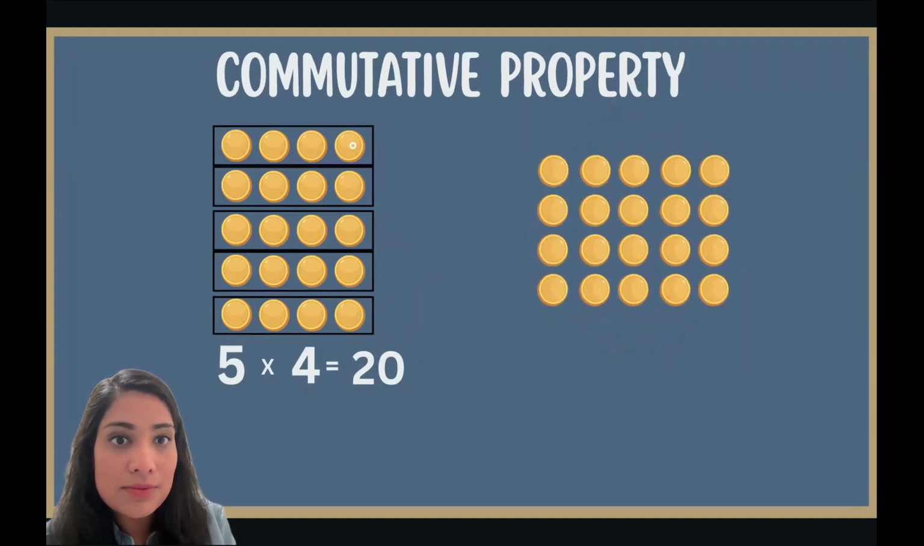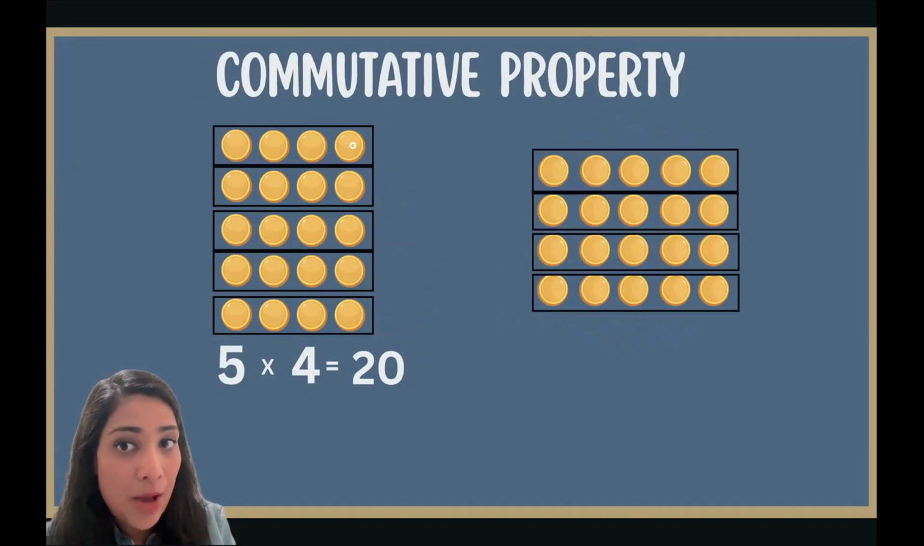So now the number of rows have changed. How many are there now? Let's count again. 1, 2, 3, 4. 4 rows. And how many coins are there in each row? Let's count. 1, 2, 3, 4, 5. 5 coins. Let's do skip counting to calculate.